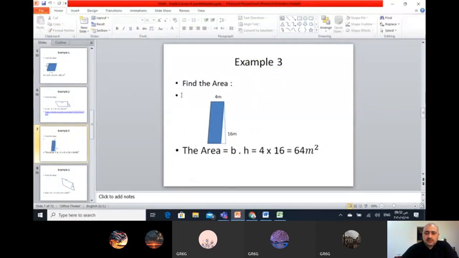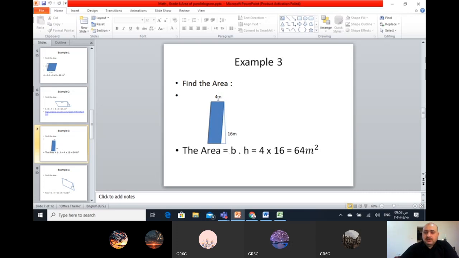Example 3, find the area. This figure is a parallelogram. As you see, this is the base, 4 meters, and this is the height, 16 meters. How to find the area?